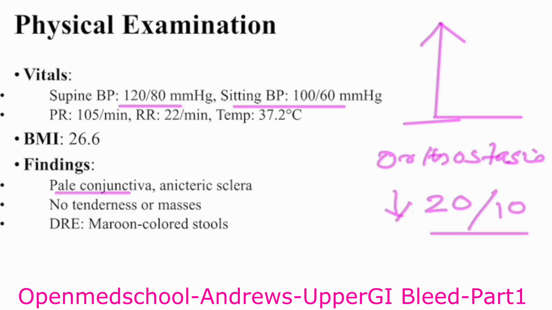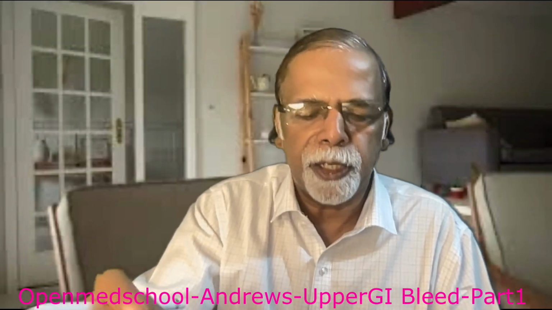Pale conjunctiva may indicate that the patient had earlier loss of blood. Icteric sclera, jaundice can be present in patients with portal hypertension or cirrhosis. And a digital rectal examination is recommended in case of upper GI bleed for identifying Melena.